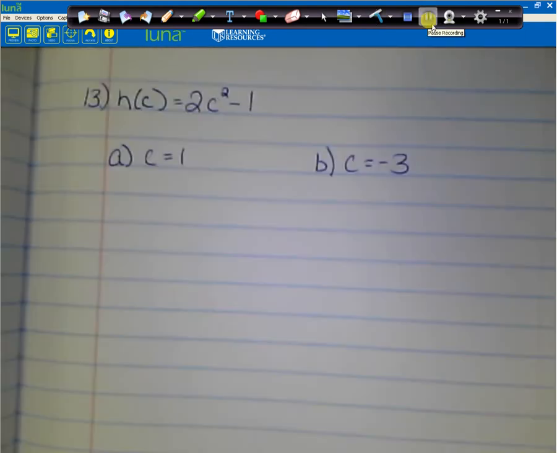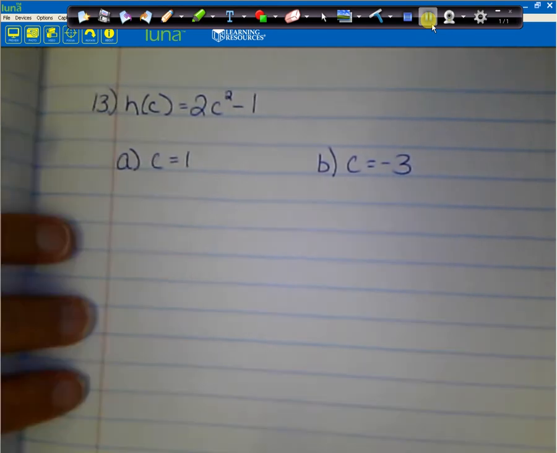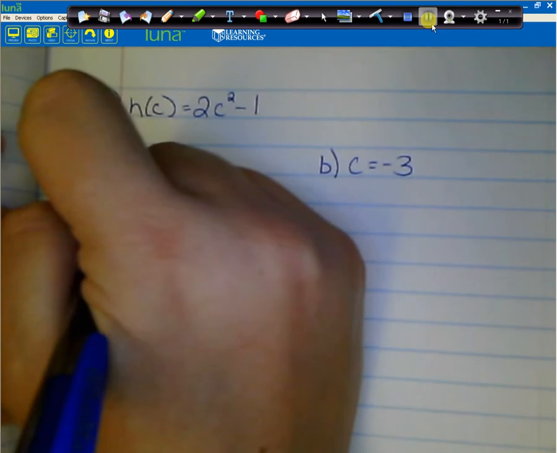Alright, go ahead and write down number 13. It says h of c equals 2c squared minus 1. Part A wants us to evaluate when c is 1, and Part B wants us to evaluate when c is -3. Alright, so here, everywhere I see a c, I'm going to plug in a 1.